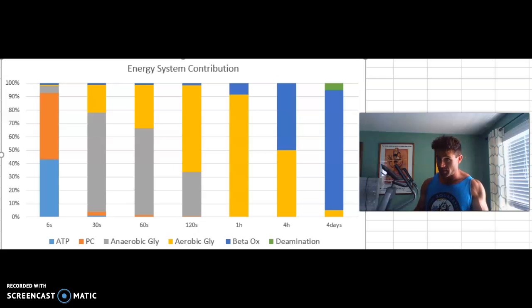You're emphasizing one energy system more so than another, but you're never only just using one. The body's utilizing a variety of fuels in a variety of ways. And that's going to, once again, be our intensity and the duration that we hold that intensity, which gives us which system we're focusing on the most.